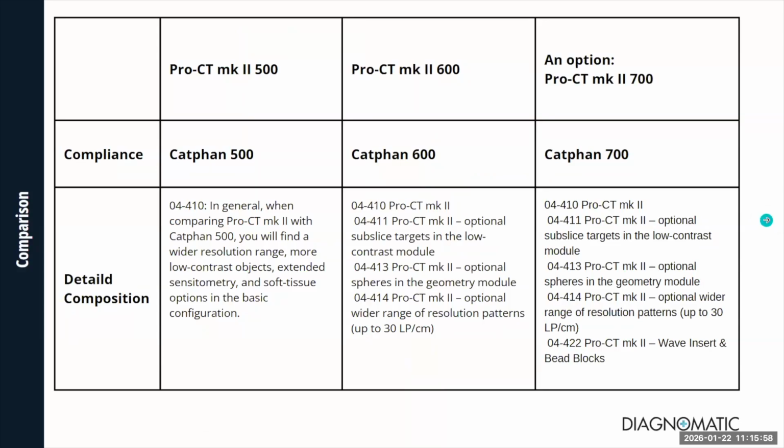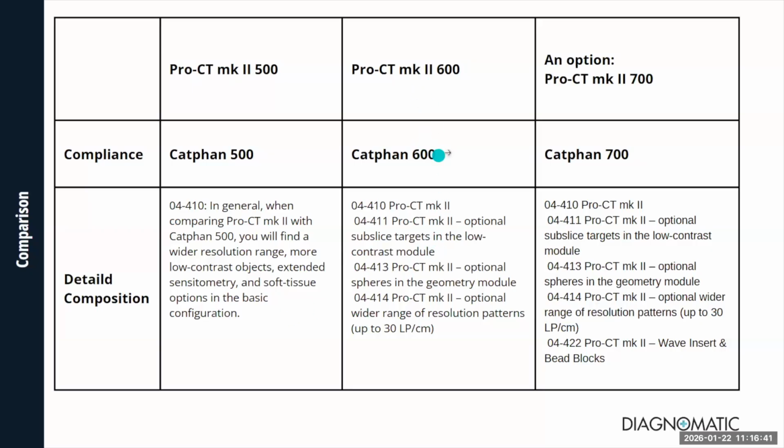Here you can see the table and the comparison to the CATPHAN. So basically speaking, the ProCT MK2 is a little bit more than CATPHAN 500. When we compare the MK2 to CATPHAN, we will find the MK2 has a wider resolution range, a little bit more low contrast, and more sensitometry objects, soft tissue options in the basic configuration.